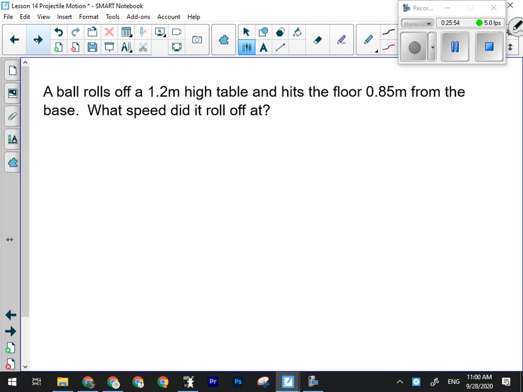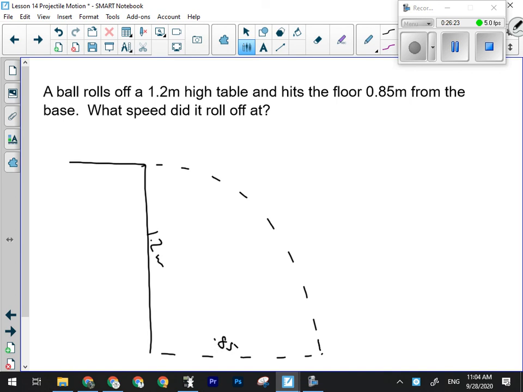So there's the other kind that I just mentioned. A ball rolls off a 1.2 meter high table and hits the floor 0.85 meters from the base. What speed did it roll off at? Give me a few minutes to try that. So we have a table that's 1.2 meters high. This ball rolls off of it and hits the floor 0.85 meters from the base of the table. We're looking for the speed the ball rolled off at.